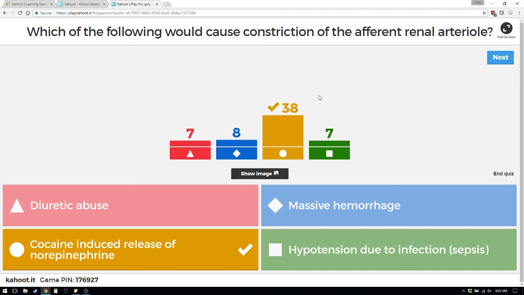Hypotension due to infection. Same thing again. So again, whether it's due to a lack of blood volume or due to the fact that you're having very leaky capillaries or you just have hypotension in general, those would all cause dilation of that afferent arteriole to get more blood flow in. On the other hand, cocaine-induced release of norepi, again, I would not recommend it, even though you may need to study a lot. It's not the answer.